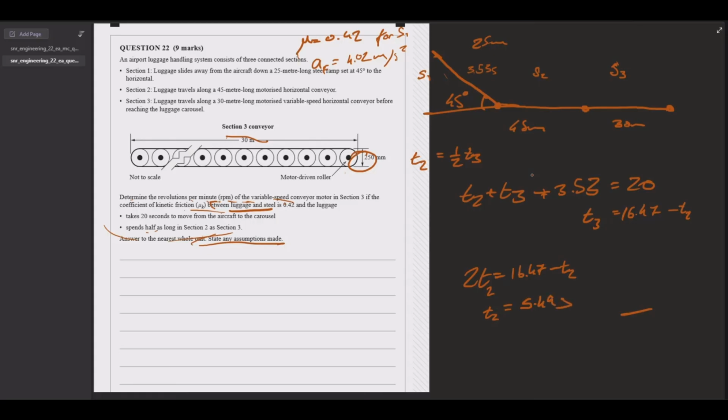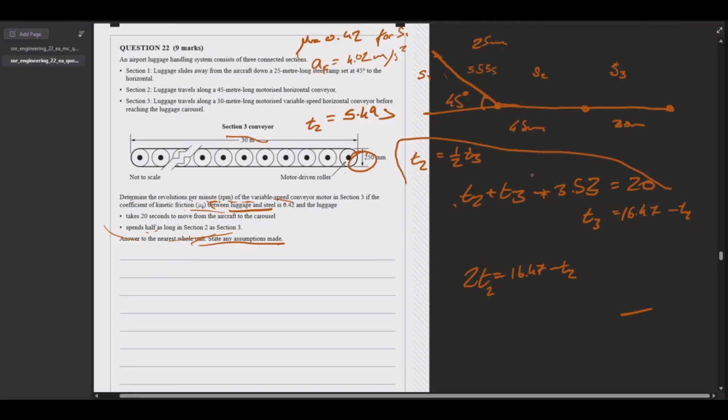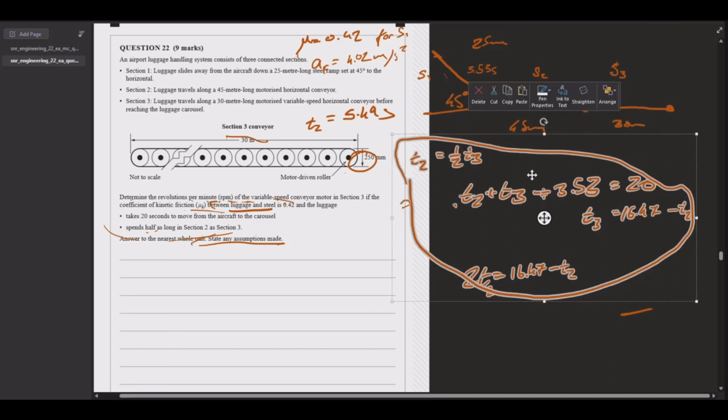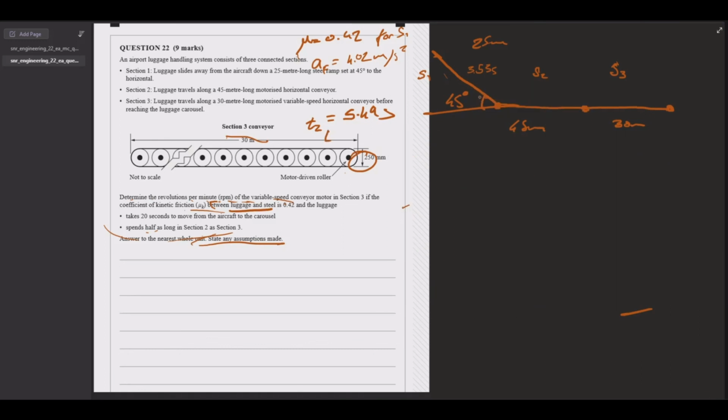So, now that we know that, let's take that and put it up here. We also know that T2 is half of T3. So we also know that T3 is going to be double that, which is 10.98 seconds. And we don't really have to do anything for section 2 anymore, it's all about section 3 now. So let's see, we want to find revolutions per minute.